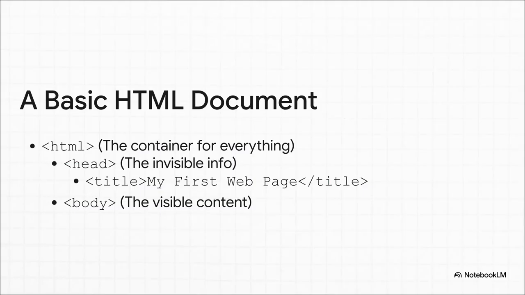And look at how this is structured. You see how these elements are nested inside each other? It all starts with one giant HTML tag that acts as a container for everything. And then, tucked inside that, you have the head and the body. It creates this really neat, logical, tree-like structure. It's super important because it's how the browser makes sense of it all.